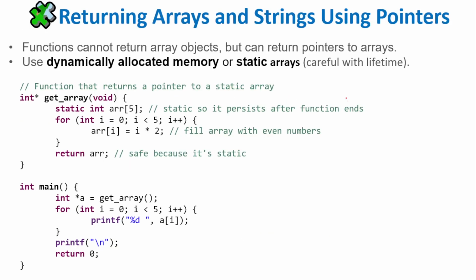Returning arrays and strings using pointers. In C, functions cannot return entire arrays directly. However, they can return pointers. This allows a function to provide access to arrays or strings by simply returning the starting address. We can return pointers to static arrays, pointers to dynamically allocated memory, and pointers to string literals.